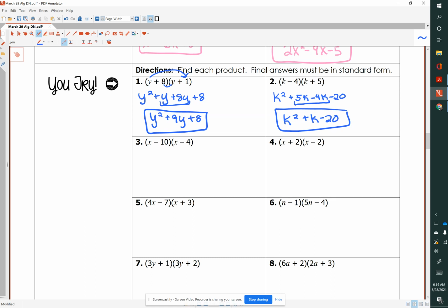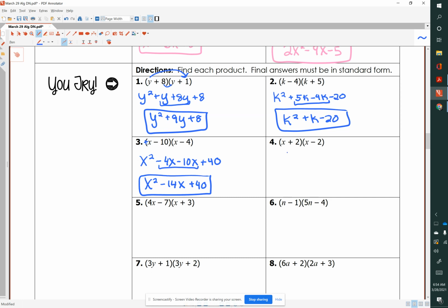Number 3, first terms, x squared, outer terms, negative 4x. Remember, this x is positive right there. Inner terms, negative 10x. And last terms, which in this case are just simply the constants, negative 10 times negative 4 is a positive 40. And we have like terms in the middle. So negative 4 minus 10 is negative 14x plus 40.